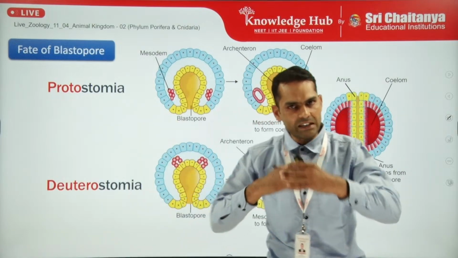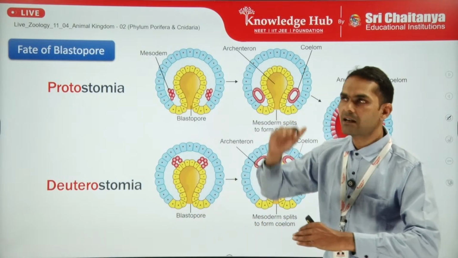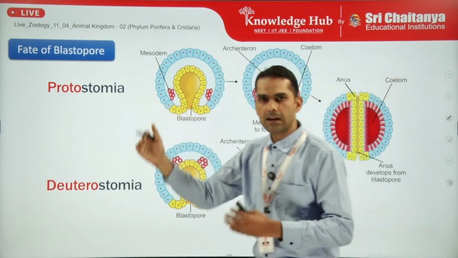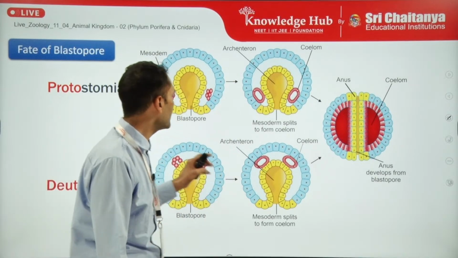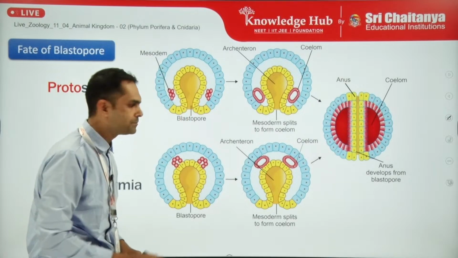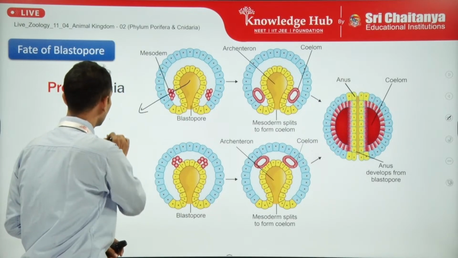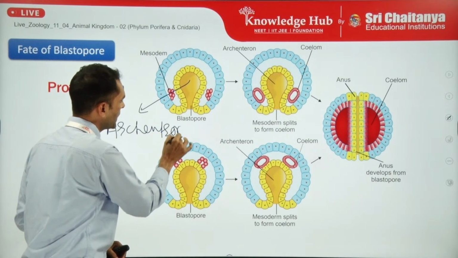Or if it is the vice versa case, that means the blastopore is forming the anus first and the opposite end is forming the mouth later, then it will be called deuterostomate. So here we can see that when this develops, this cavity is called the archenteron cavity. I can write it down, archenteron cavity, right?